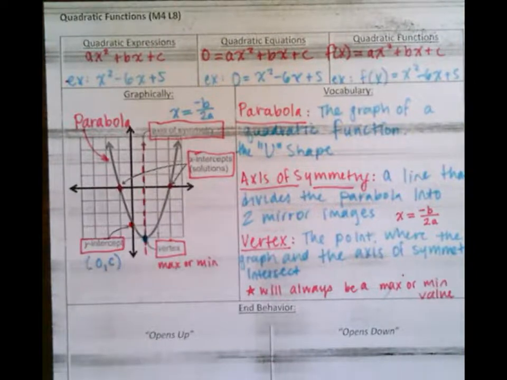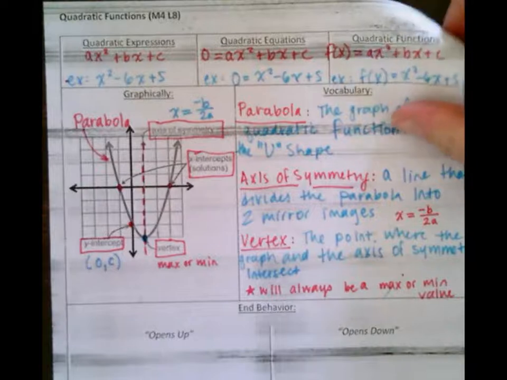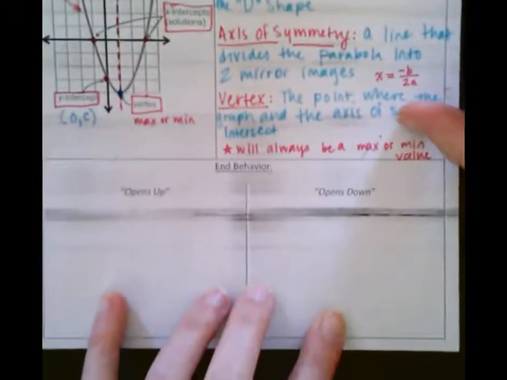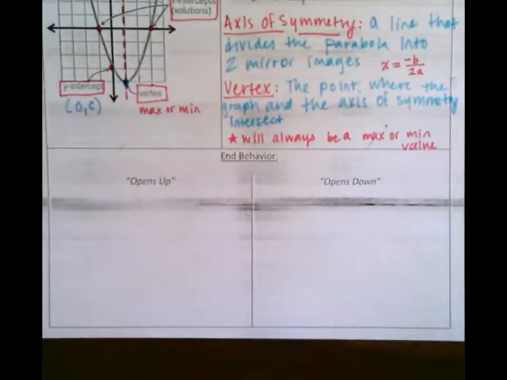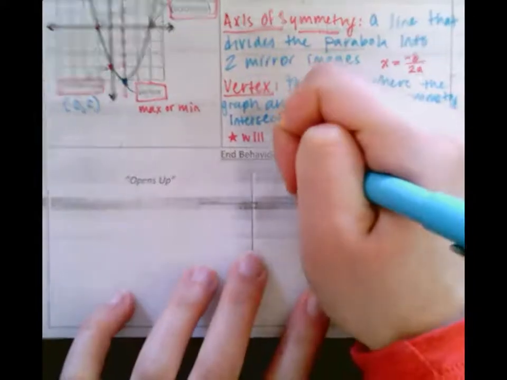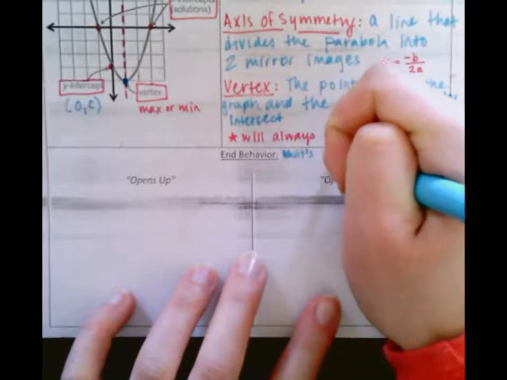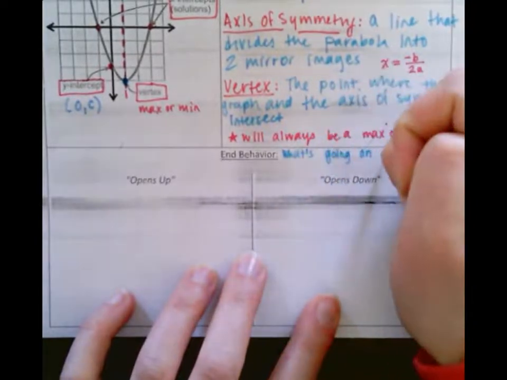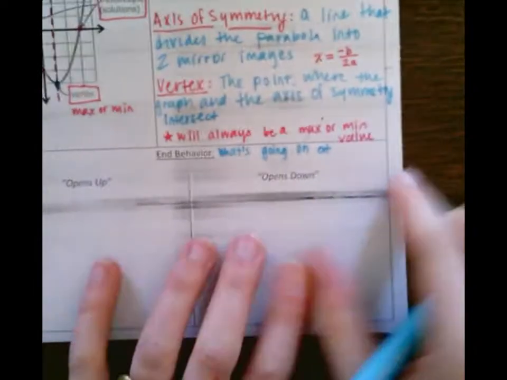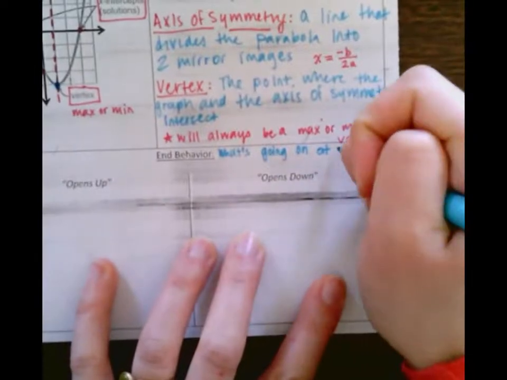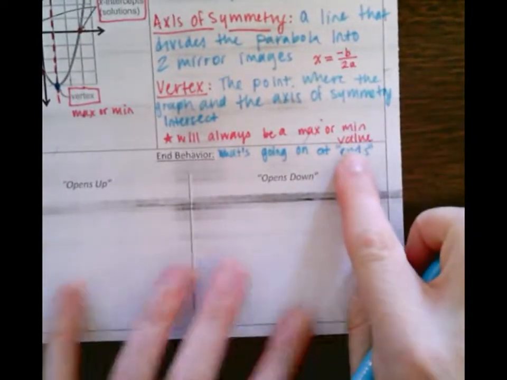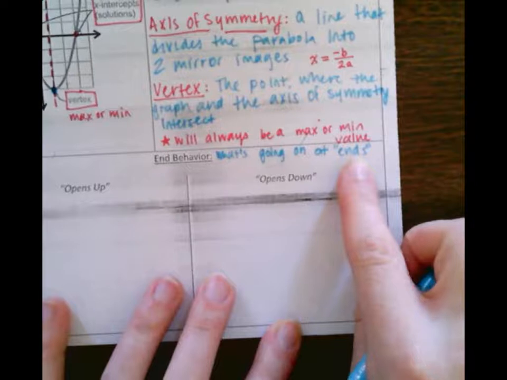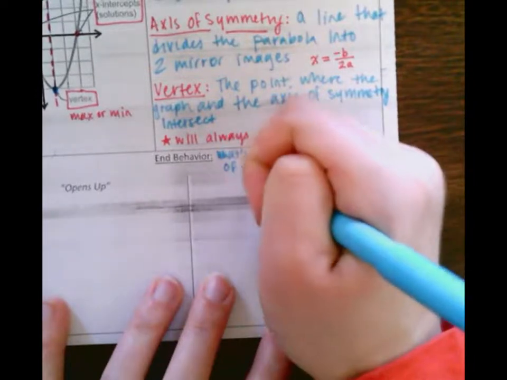Okay, so that is the basic overview of some of the big vocabulary words. The last thing we're going to talk about is end behavior. End behavior is something we'll be dealing with more formally in Algebra 2, but for our purposes in Algebra 1, you can think about end behavior as what's going on at the ends of the graph. I'm putting this in quotes because we want to think about what we mean by ends, at the ends of the graph.